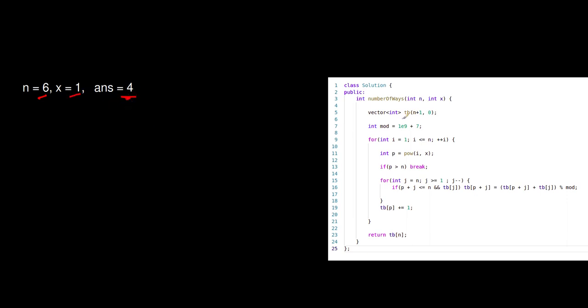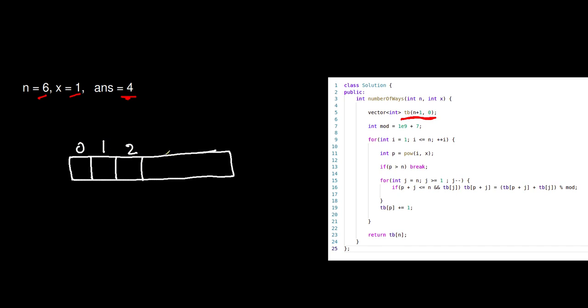We will use dynamic programming to solve this question, and to do that we create a table of size n plus 1 with values set to 0. So n equal 6, this is 0, 1, 2, 3, 4, 5, 6, and initially the values are 0.